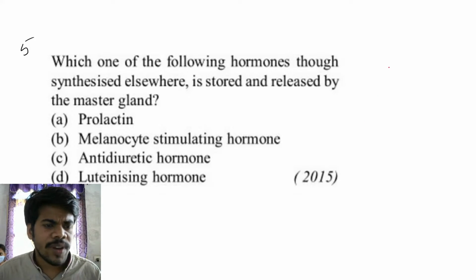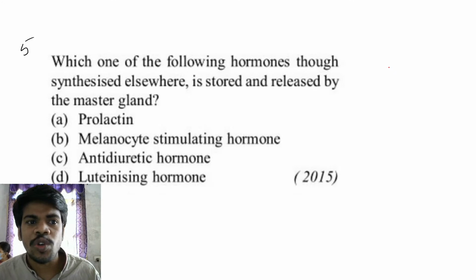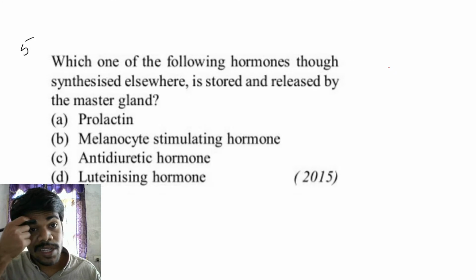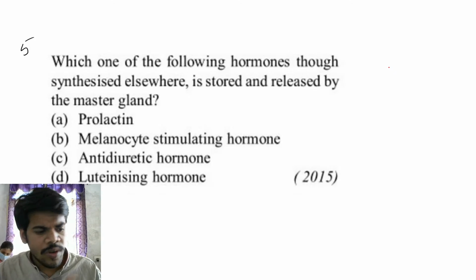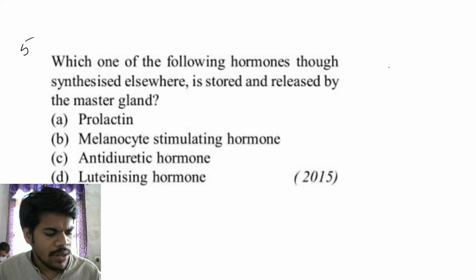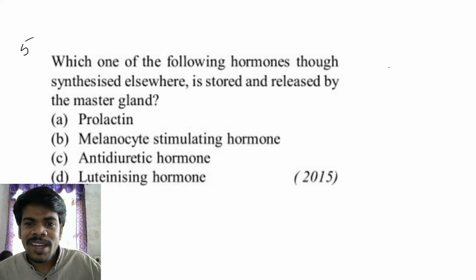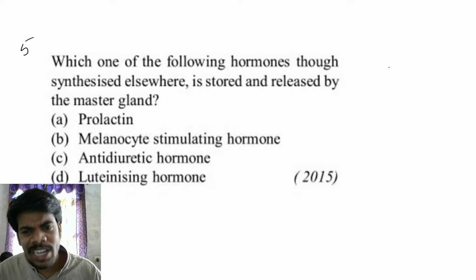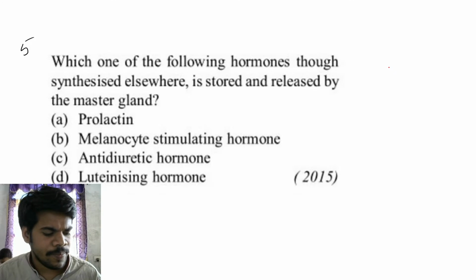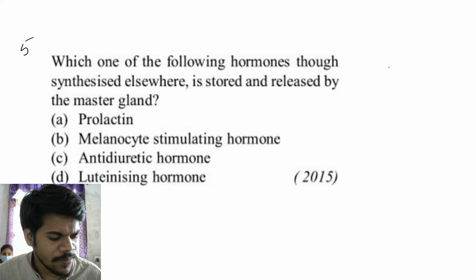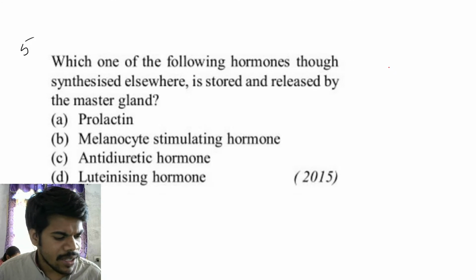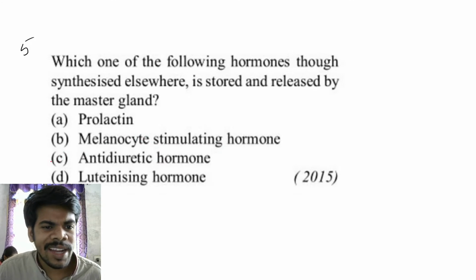For this question, from now onwards, please mention the question number also, because we move rapidly one by one. Yes, very good. Pituitary is the master gland. So some hormones synthesized elsewhere are stored in the pituitary and released by the pituitary. What is the gland? Okay, it is not glucagon. Antidiuretic hormone is the right answer.